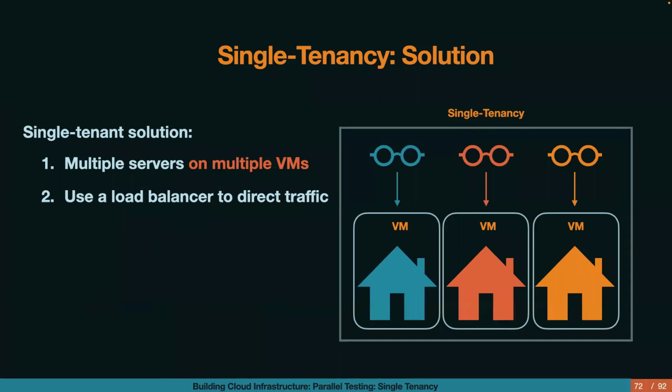For a single tenant solution, we would provision multiple virtual machines, each hosting its own collection runner process. Then we would add a load balancer to direct traffic to available collection runners. This approach would enable parallel testing for our needs.